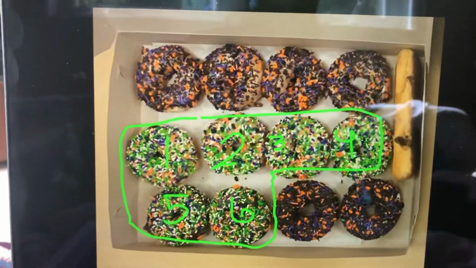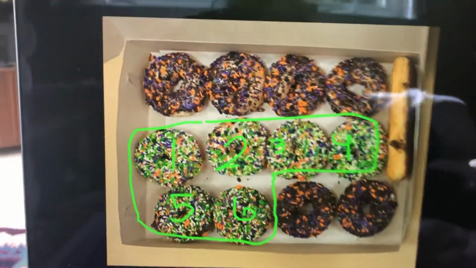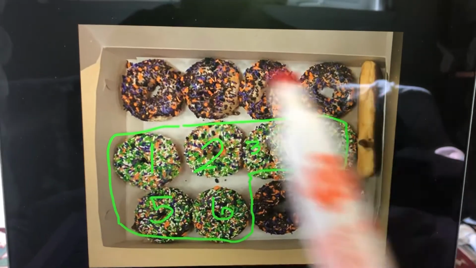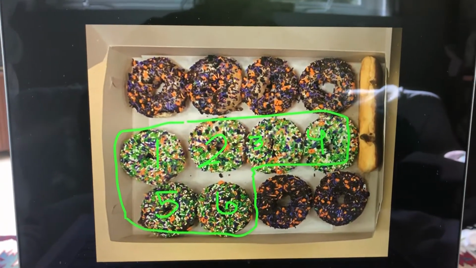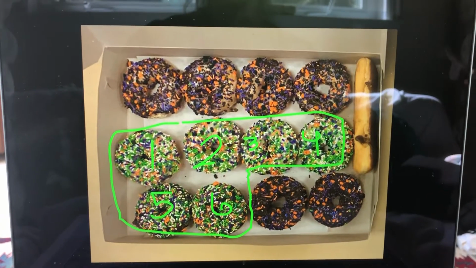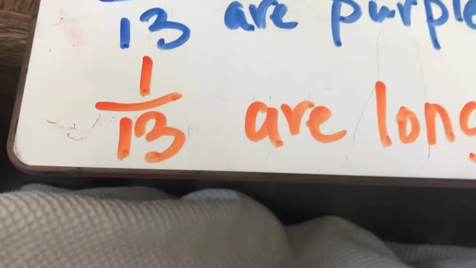You could also maybe say how many of the donuts are circles. So there are 6 green plus 6 purple, so that means 12 out of 13 of the donuts are circles, and 1 out of 13 is long.